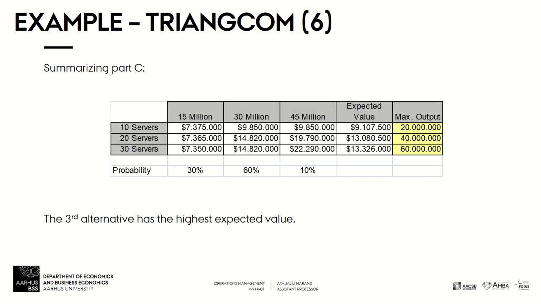So if we do the same calculations for the other capacity alternatives, we'll get these results. And based on these results, we can say that the third alternative has the highest expected value, or the highest expected profit.